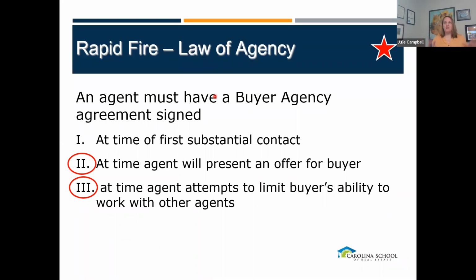Is everybody good? Does everybody hear what I'm saying? Agency disclosure and agency agreements are two different things. Agency disclosure does not create agency. What creates agency are agency agreements.